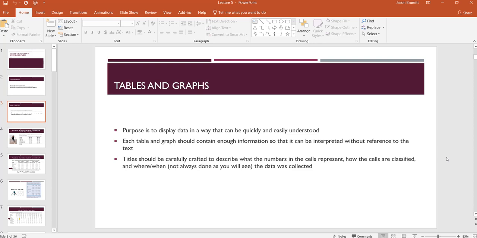Tables and graphs are very important. As we saw, going back to, I think, week number 1, looking at the map that was used to track the cholera outbreak in London. That's a way to visualize things.